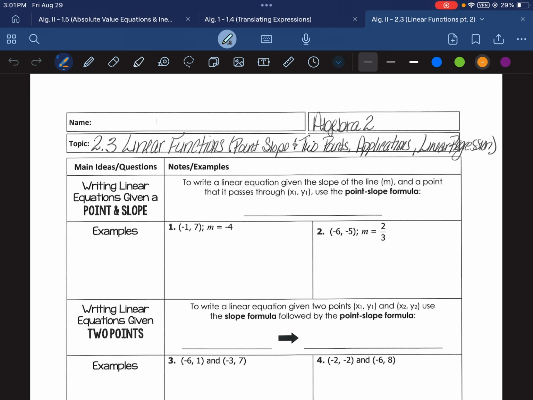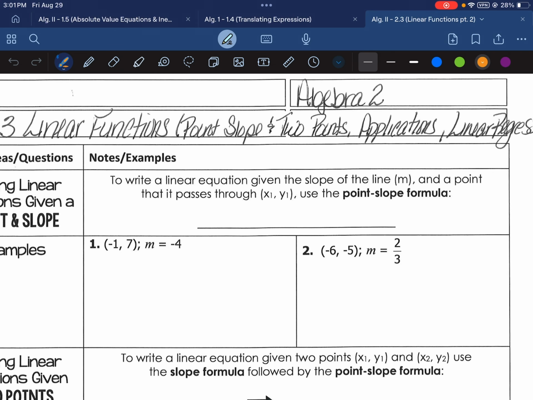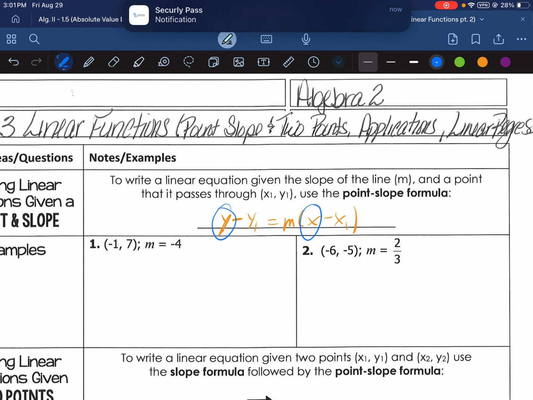To write a linear equation given the slope of the line m and a point that passes through it, x1, y1, so not necessarily the x-intercept or y-intercept, but any point, we use what we call the point slope formula. The point slope formula is as follows. y minus y1 equals m times the quantity of x minus x1, where y1, x1 come from the ordered pair, and m is our slope. This y and this x, the normal y, normal x without the 1, just stay y and x. They don't modify in the slightest.